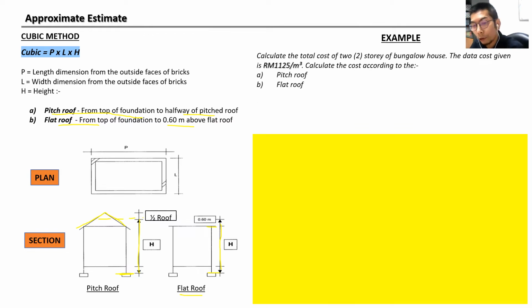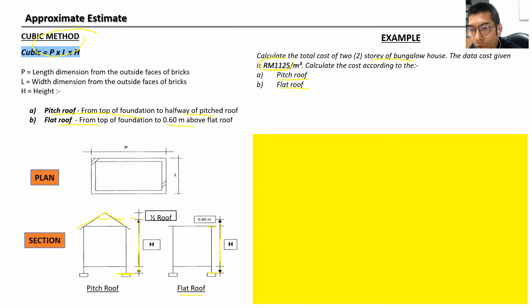Okay, I'm going to share with you an example of how we can apply this cubic method. In this example, the client asks you to calculate the total cost of a 2-story bungalow house. Bungalow 2 tingkat. The data cost given is 1,125 per meter cube. Alright, however, the client wants to see the difference in terms of the cost when they use pitch roof and also flat roof. Is there any difference? Okay, so which one is more economical?